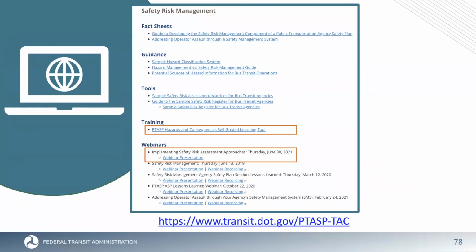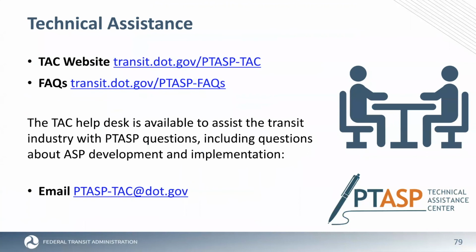And lastly, if you need to reach out to us, if you have additional questions, we encourage you to email us at ptasp-tac@dot.gov. I'll just mention that the TAC is available to help assist the industry with questions about ASP development, implementation, evaluation, review, and oversight. And you can also call the help desk from 9 a.m. to 8 p.m. Monday through Friday at 877-827-7243.